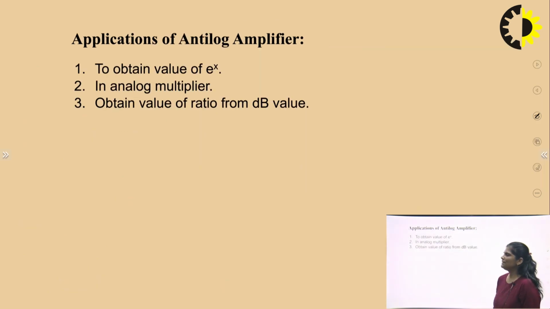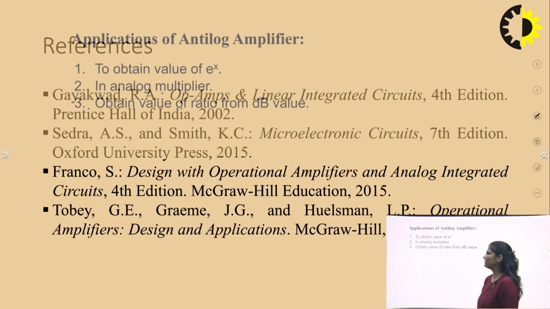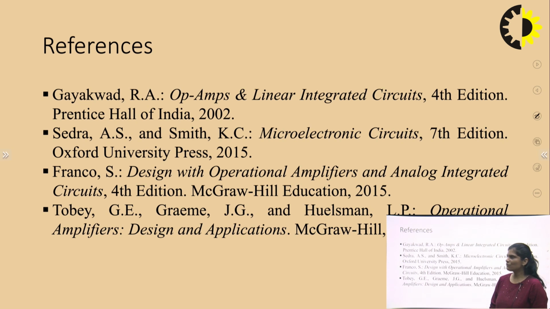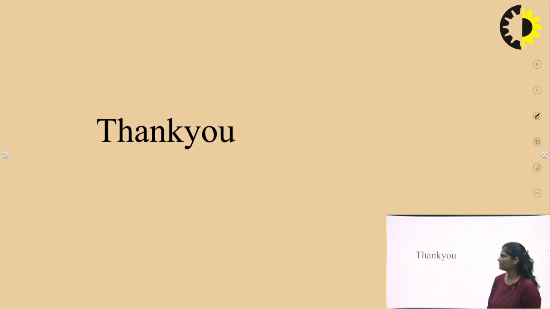So these are the applications of the anti-logarithmic amplifier: to obtain the value of e to the power x, the second one is analog multiplier, and the third one is to obtain the value of a ratio from a dB value. So these are the applications of the anti-logarithmic amplifier, and these are the references of this topic. Thank you.